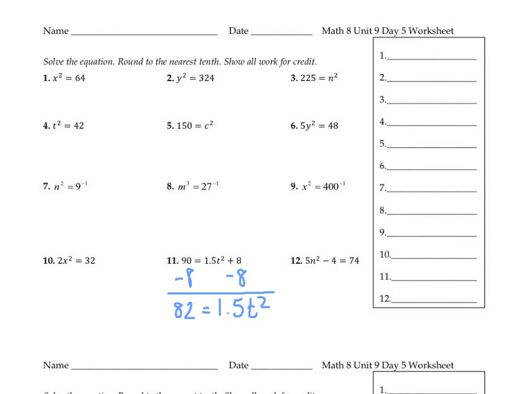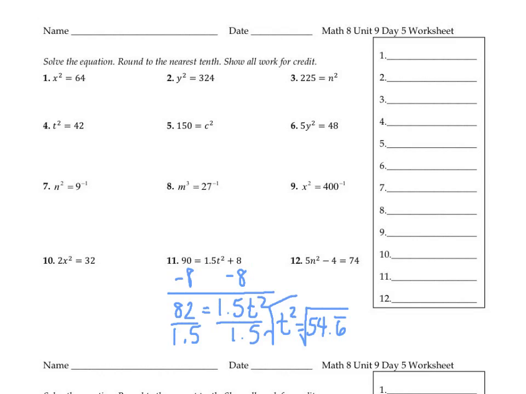T squared is still not by itself, so I need to divide both sides by 1.5 because that's the opposite of multiplying. Typing that into my calculator, I get t squared equals 54.6 repeating, and I'm going to leave that value on my calculator. I'm not going to hit clear just yet, because when I take the square root of both sides, if I hit the square root button, and then I hit second and the negative sign, that puts in that previous answer, that whole 54.6 repeating. I don't want to round that number because then I'll lose a little bit of precision.